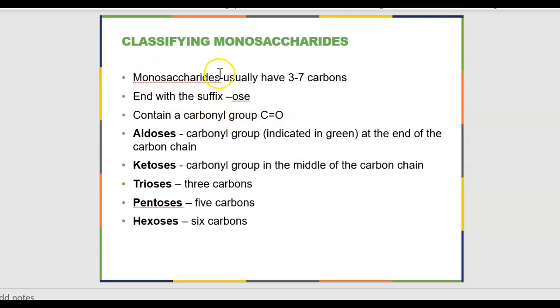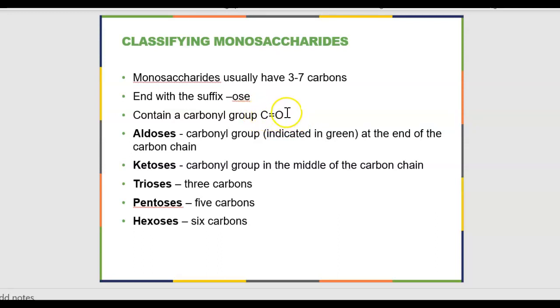So a monosaccharide, remember, is a single unit, usually with somewhere between 3 to 7 carbons, and it has an ending, just like what we learned briefly before with hydrocarbons, but in this case we use the suffix -ose. And it's always going to contain this functional group, a carbon with a double bonded oxygen.